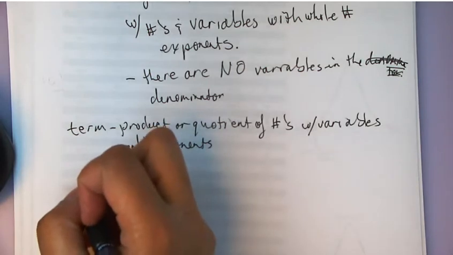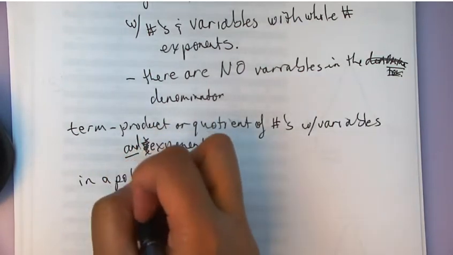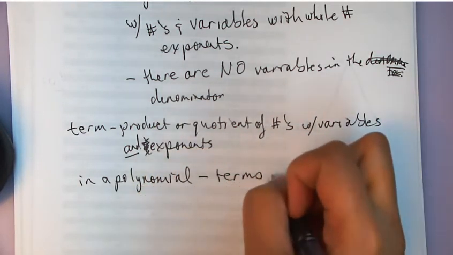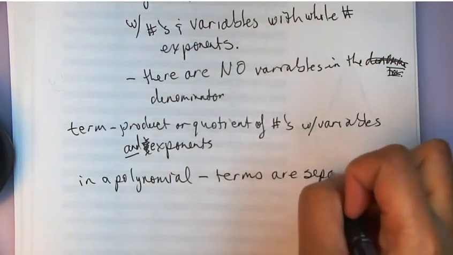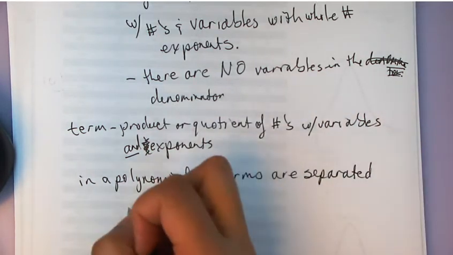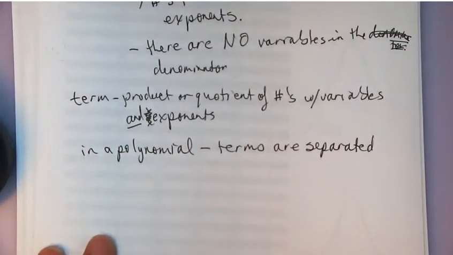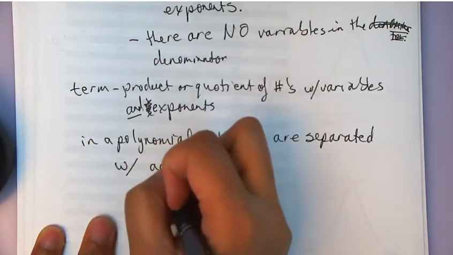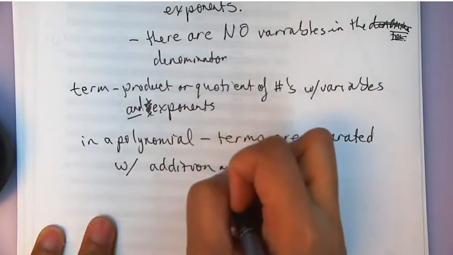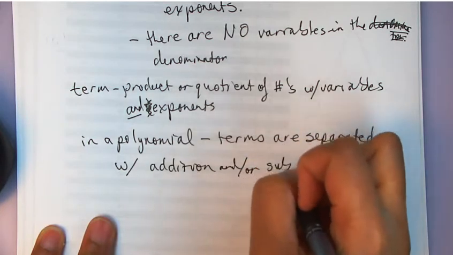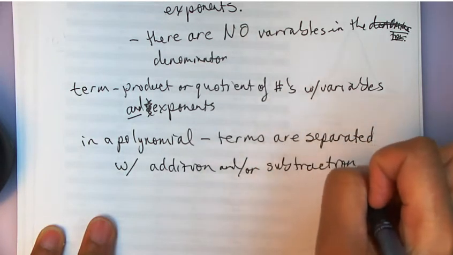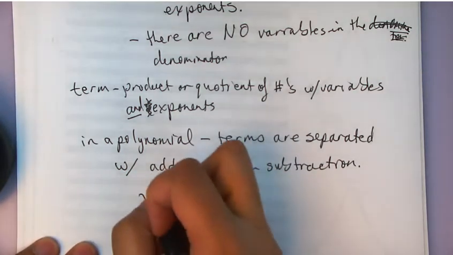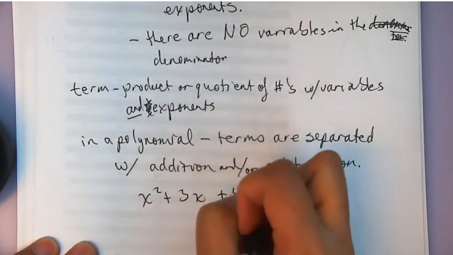In a polynomial, terms are separated, and I might have spelled separated wrong, I apologize. Terms are separated with plus, with addition, and or subtraction. Let's look at an example if I just wrote x squared plus 3x plus 4.